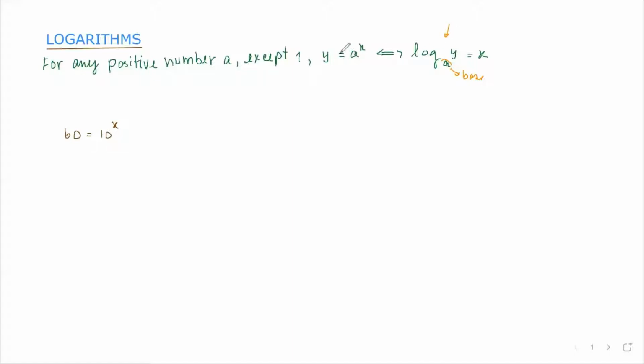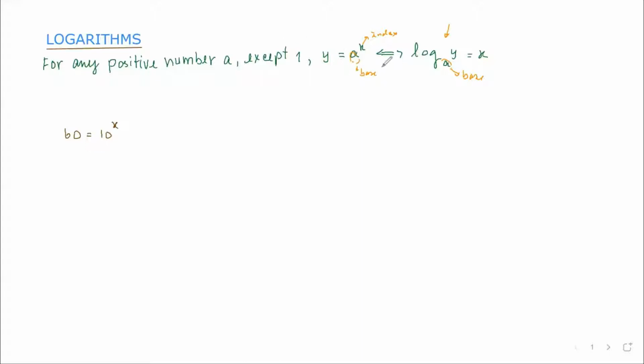And this one is the exponent or index, right? A is the base, correct? And x is the index or exponent. Okay, so for this relationship, you just change the base. When you want to convert from exponent or index to logarithms, you change the base from the exponent to be the base of logarithms.